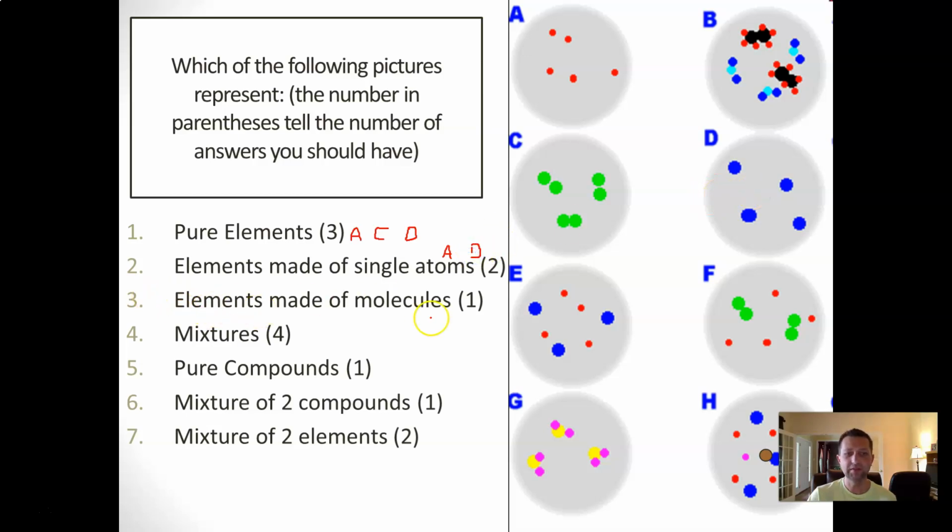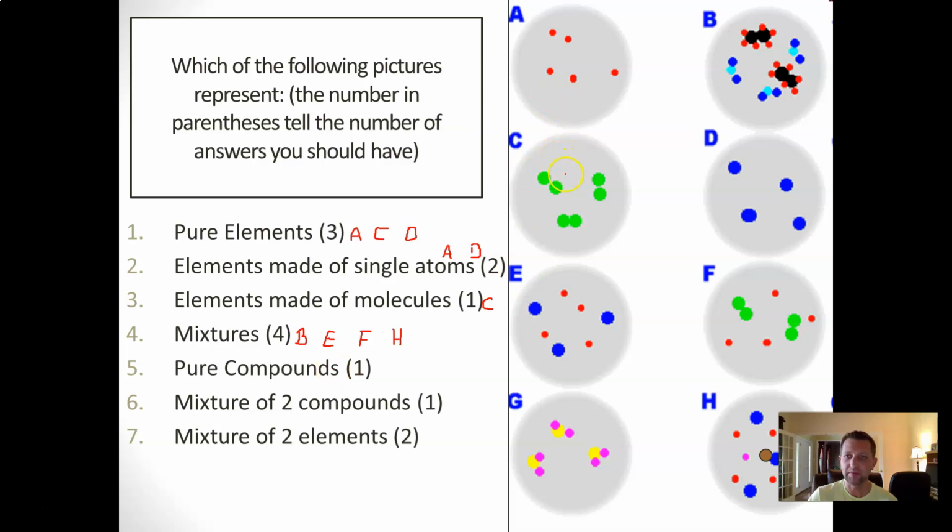Number 3, elements made up of molecules. Well, that would only be C. So that's our element here. And you have 3 molecules. They're all the same. All right, mixtures. There are 4 of them. So B is definitely a mixture. Let's see. E is a mixture, F, and H. Those are all mixtures.